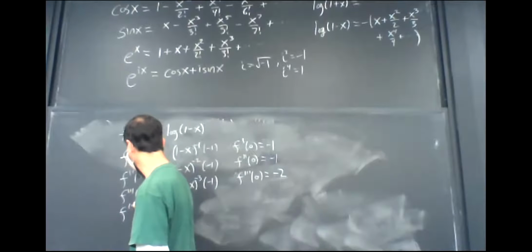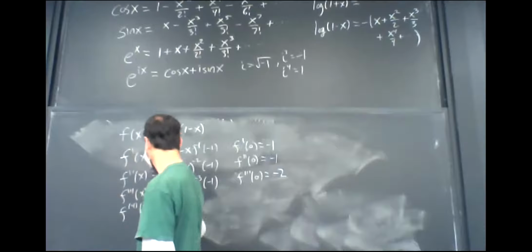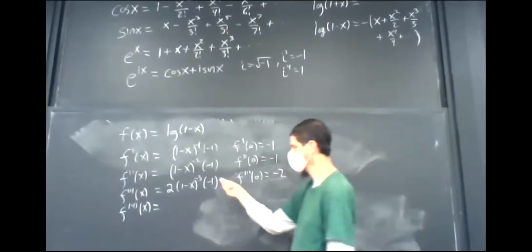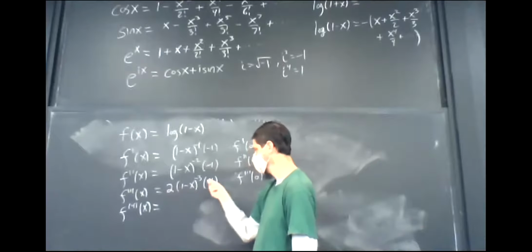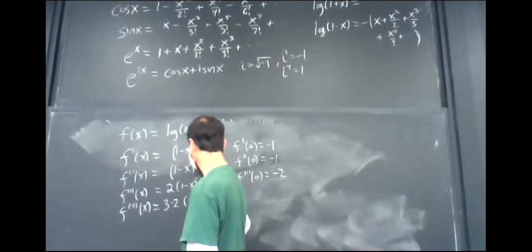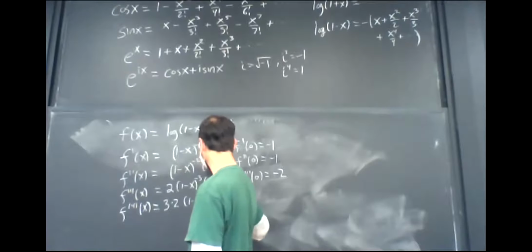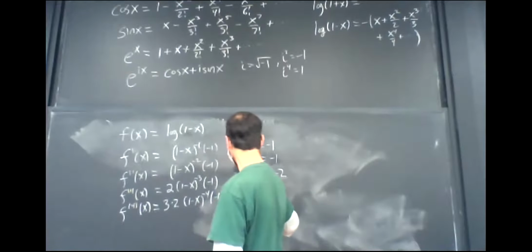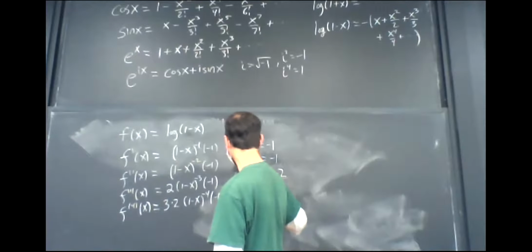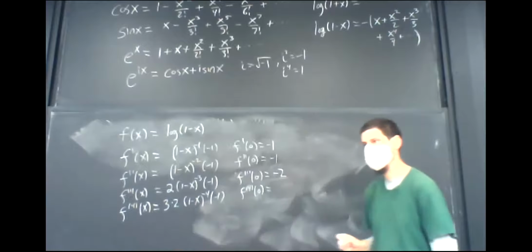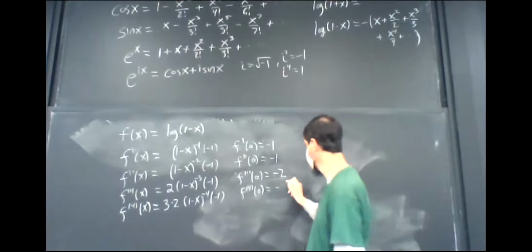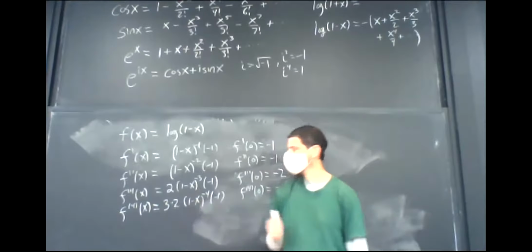Let's do the next one. The fourth derivative. Now I have negative 3 comes down. It's going to hit the 2. The negative sign is reinforced. So it's going to be 3 times 2, 1 minus x to the negative 4, negative 1. What's the fourth derivative at 0? Negative 6. How should I view 3 times 2?